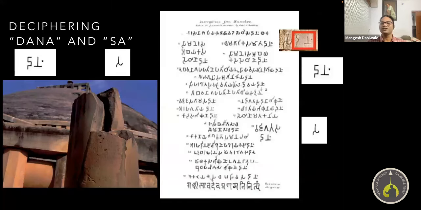So this is a very interesting piece of evidence here, deciphering the word Dana, and Sir. This is the inscription which helped to decipher the first words of the Ashokan script. For example, this wiggling word is the Dana and Danang, and this is the Sir. So this word is repeated.